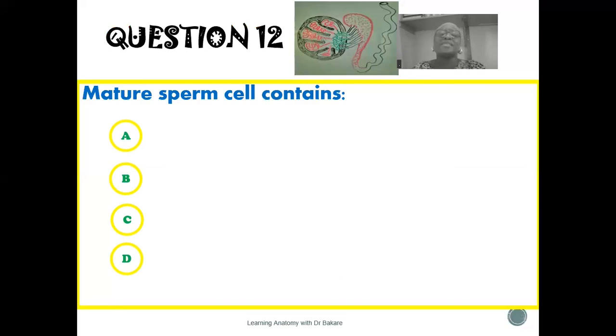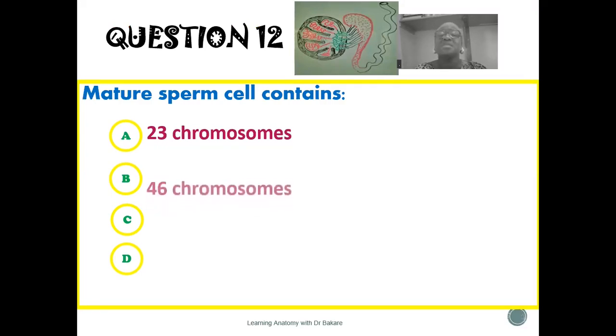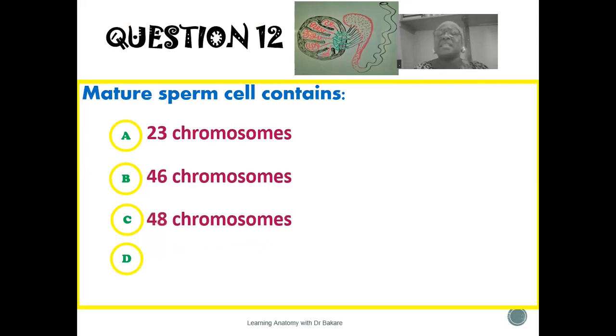The 12th question, mature sperm cell contains, are they seen to contain 23 chromosomes? Are they seen to contain 46 chromosomes? Are they seen to contain 48 chromosomes? Or are they seen to have no chromosome? So which of these options is correct about the chromosomal content of the mature sperm cell?